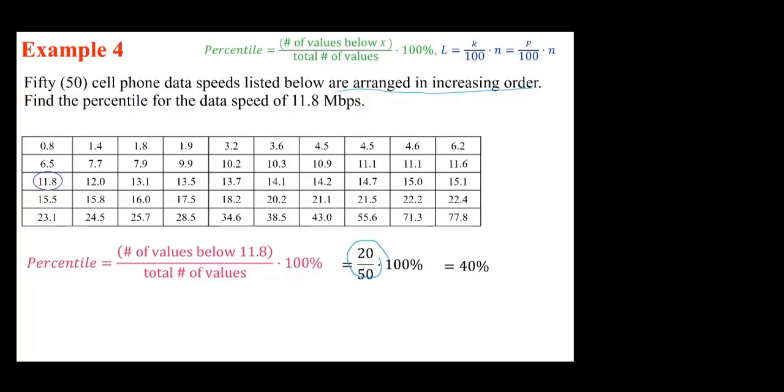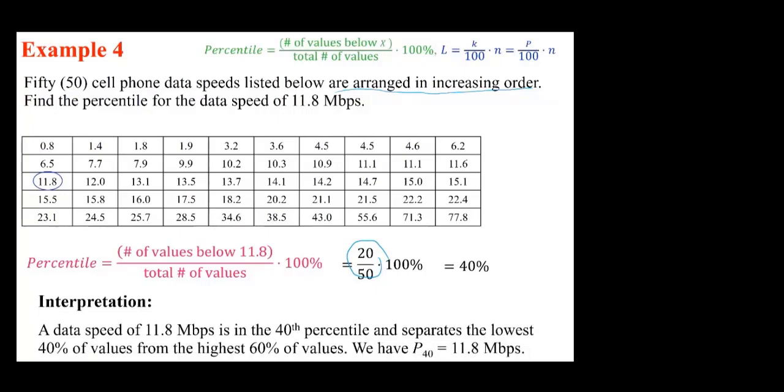So with that being the case, here's the interpretation. A data speed of 11.8 megabit per second is in the 40th percentile and separates the lowest 40% of values from the highest, now 100 minus 40, 60% of values. So we have P40, P sub 40 equals 11.8. All right, we're going to go to the next one.